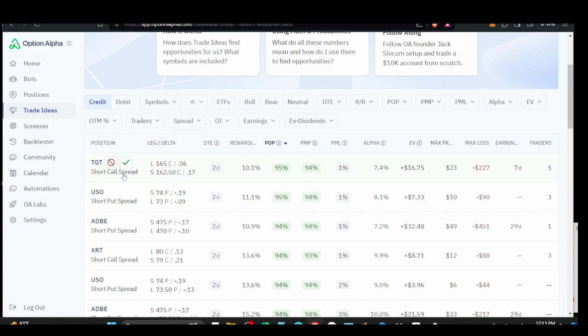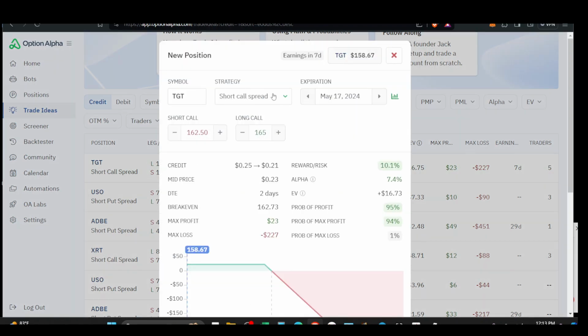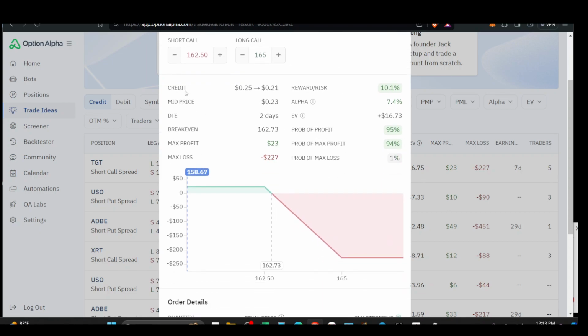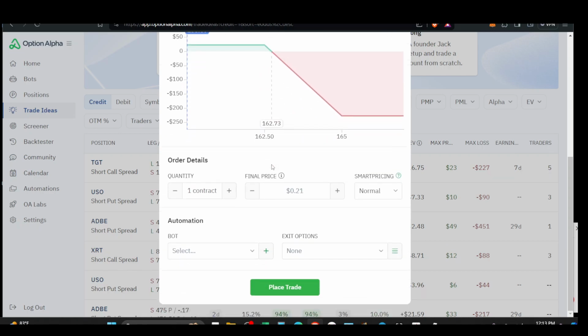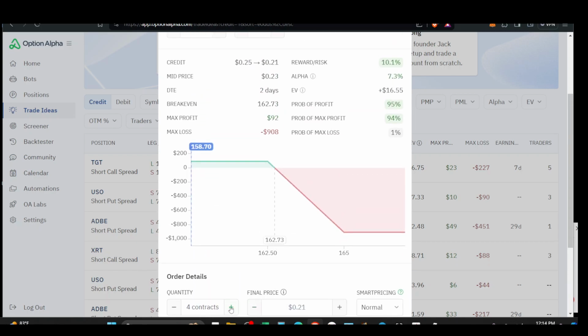This is for short call spread and short put spread, which I just bought. So I could probably buy this one. Why not? It's in 2 days. So let's see. So short call spread, its expiration May 17th. So here is mid price. Probability of profit is 95. Maximum profit is $23. Okay, so now if I change this to 5 contracts, so maximum profit then changes automatically to $115.